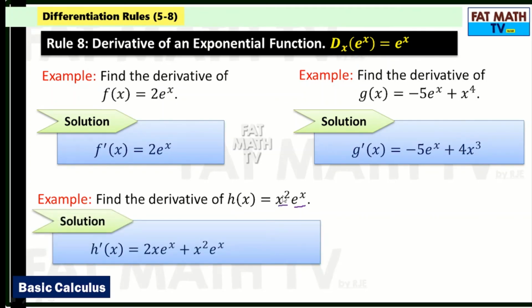So we have here derivative of x squared is 2x times e raised to x plus copy x squared times the derivative of e raised to x, which is itself. So this one. And we cannot simplify this further. So this will be the final answer. 2x e raised to x plus x squared e raised to x.